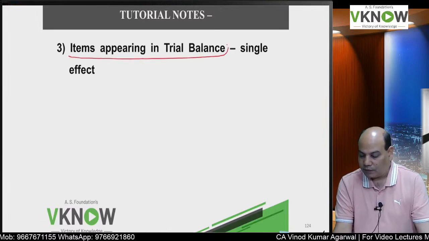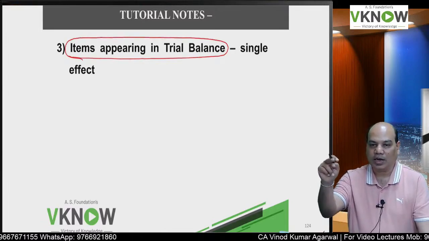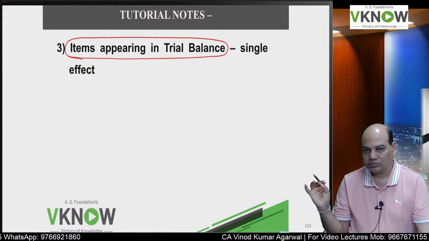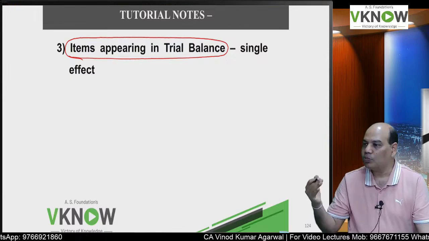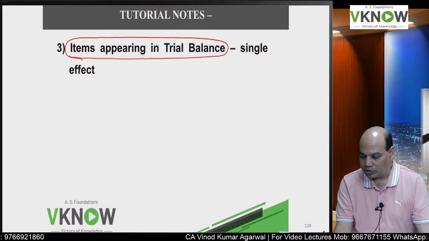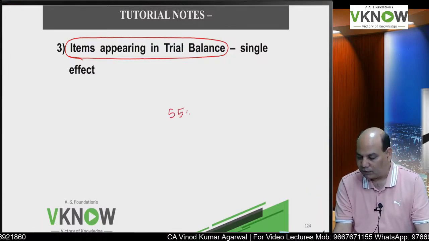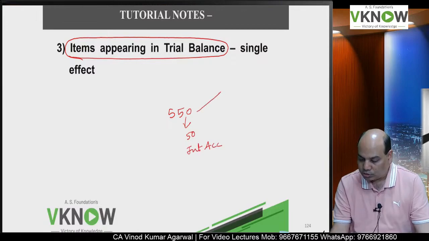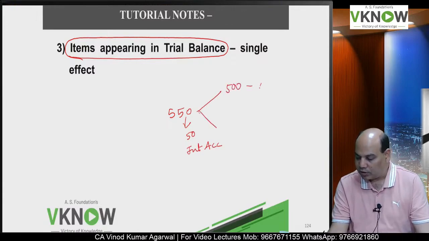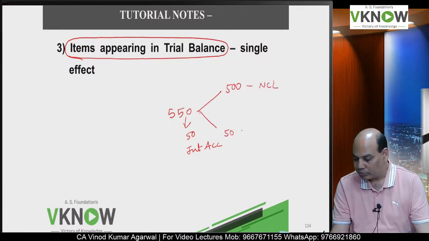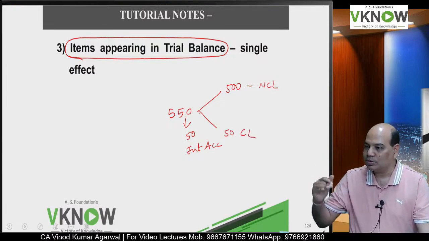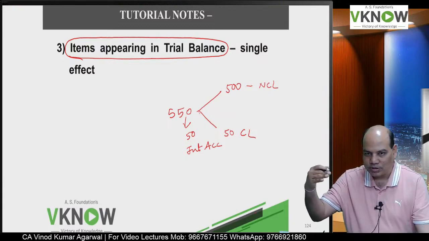Then if item is already appearing in the trial balance, then it will have a single effect. You may have to bifurcate it. For example, question says loan is 550. Out of that, 50 is interest accrued. So what I'll do, loan 500 will be non-current liability and interest accrued 50 will be current liability, but it is single effect only. We are just bifurcating into two numbers.